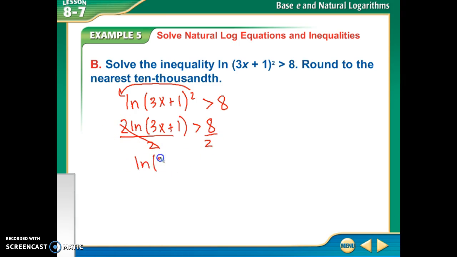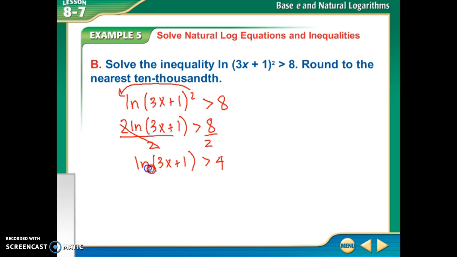So we get the natural log of 3x plus 1 is greater than 4. All right, now if you recall with logarithms, if it's greater than, I can leave it as greater than, and then if it's less than, I have to put it between 0 and whatever your number is. All right, so for natural logs, it's greater than, so same thing, I'm going to leave it as greater than, and I'm going to go ahead and write it in my exponential form.